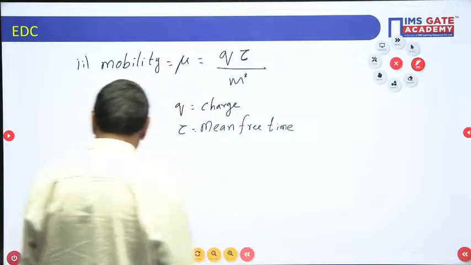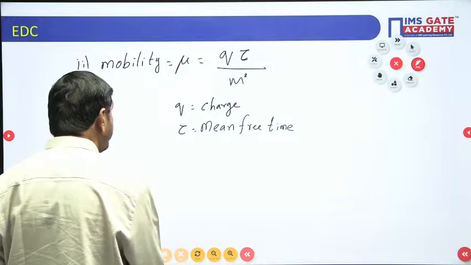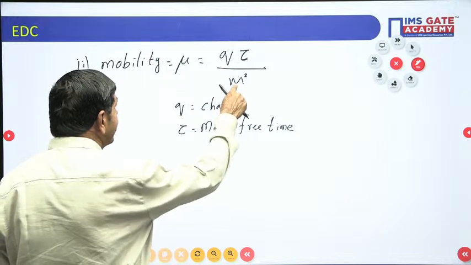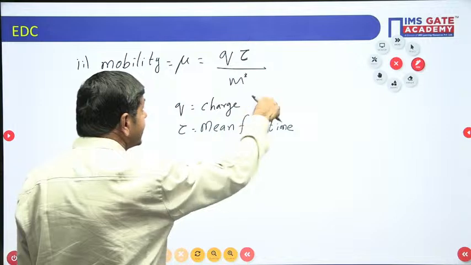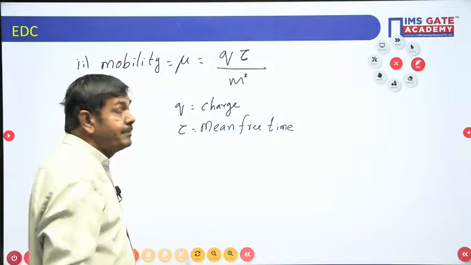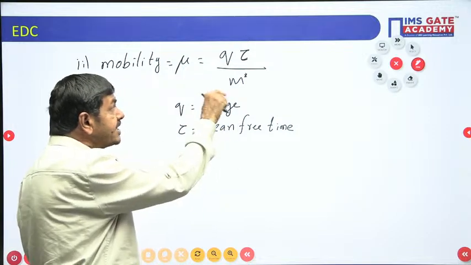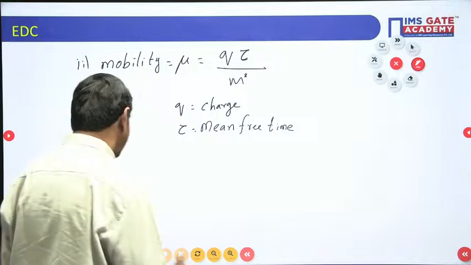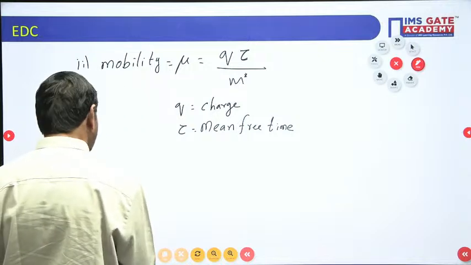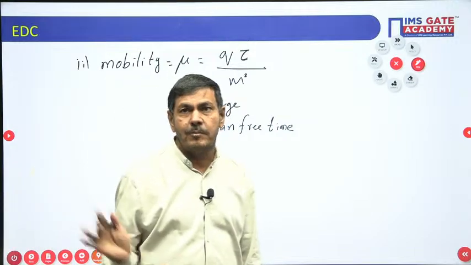Next one. The mass whenever you are using, it must be in kilograms. Seconds not allowed now. The tau must be in seconds only, when you are using the mass. Understand my point? That is very important. The next one. So anyhow, we got some information regarding the mobility.